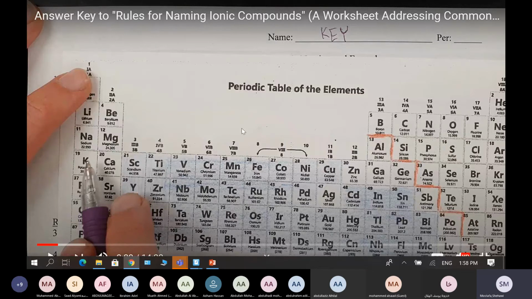These are the most famous atoms or elements that you will meet in naming ionic compounds, so you have to save them. If something is new to you, you will come back here to the periodic table and figure out the symbol or the name of a specific element if you are looking for it. Okay, guys?